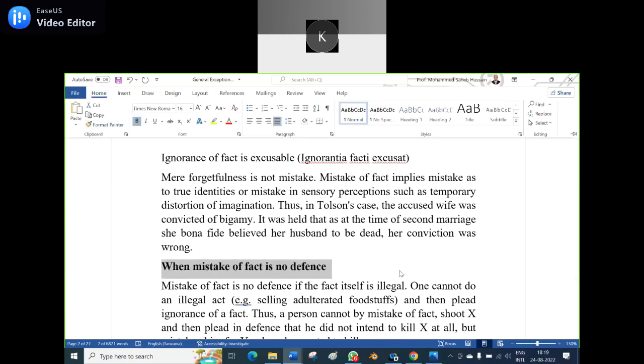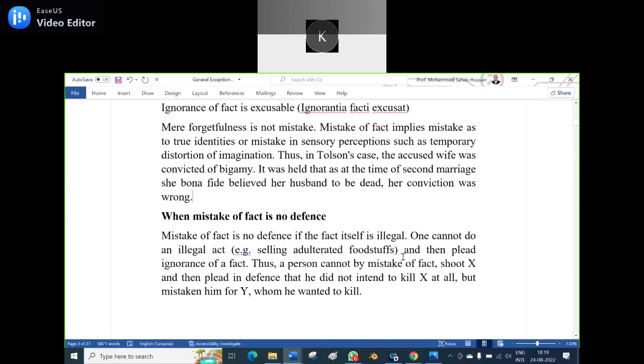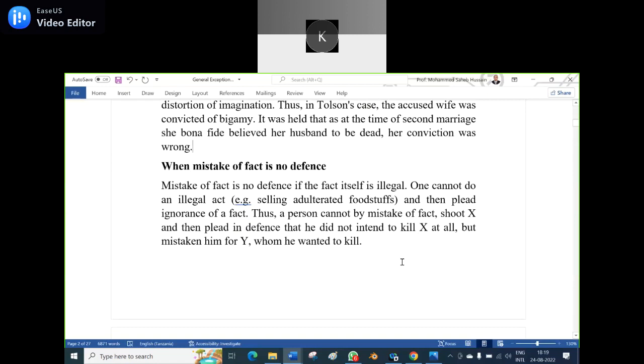So mistake of fact is no defense also at sometimes. Mistake of fact is no defense if the fact itself is illegal. One cannot do an illegal act, selling adulterated foodstuffs, and then plead ignorance of a fact. No, I don't know it is adulterated foodstuff, that's why I have sold it. It cannot be taken as exception because the act itself is illegal.